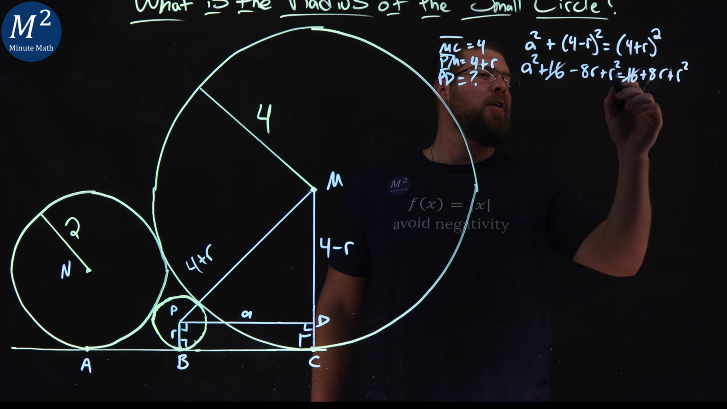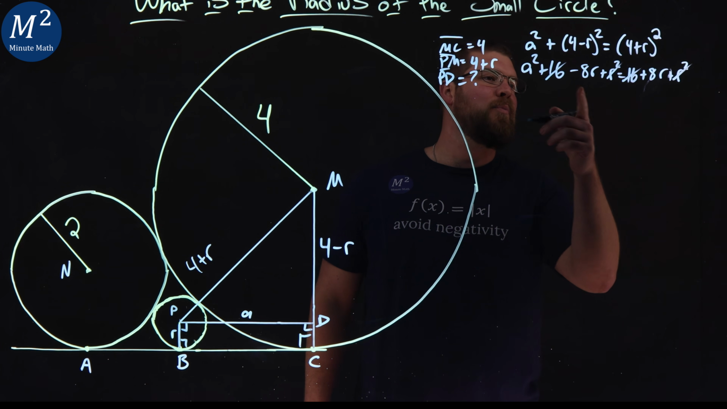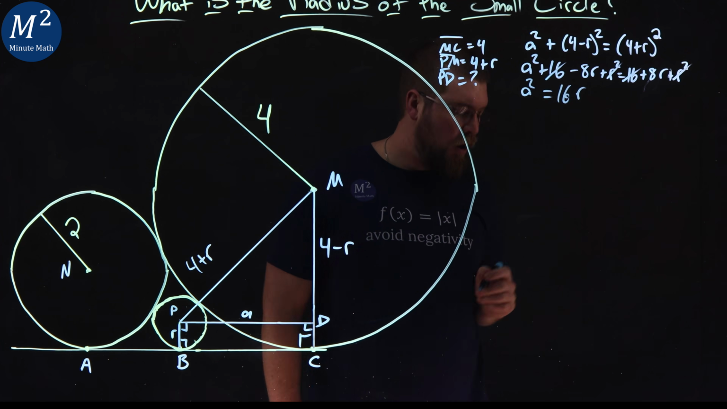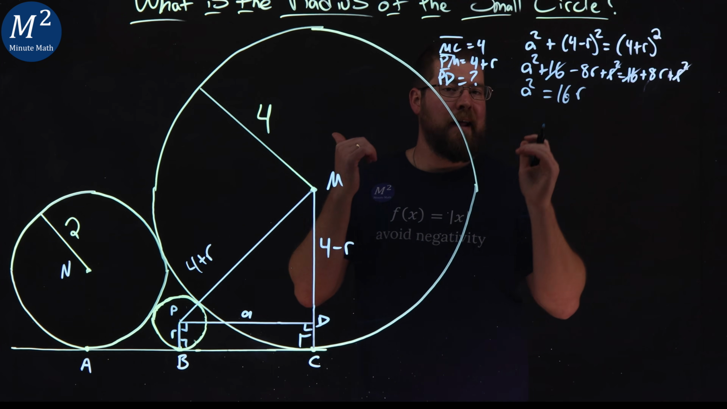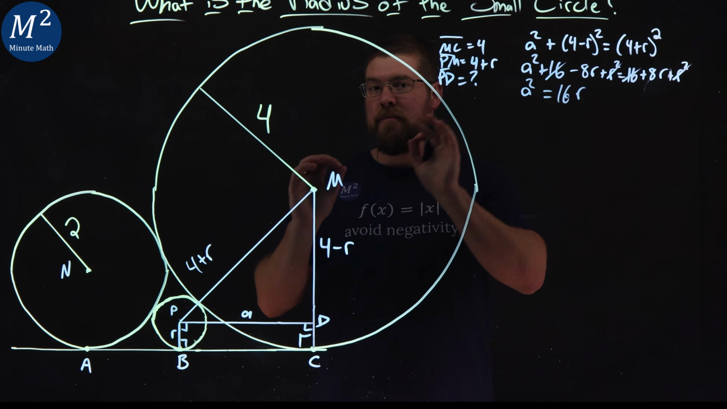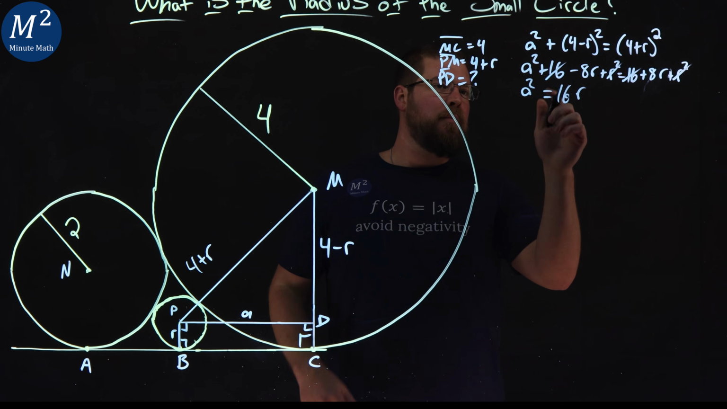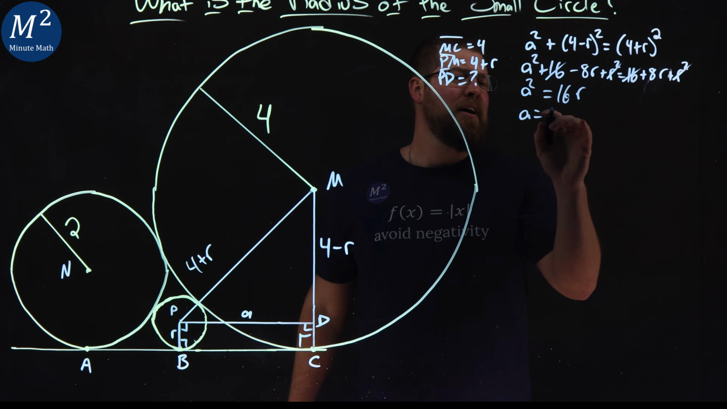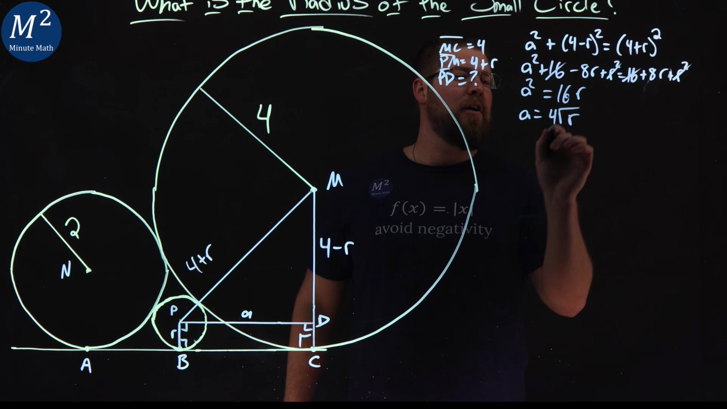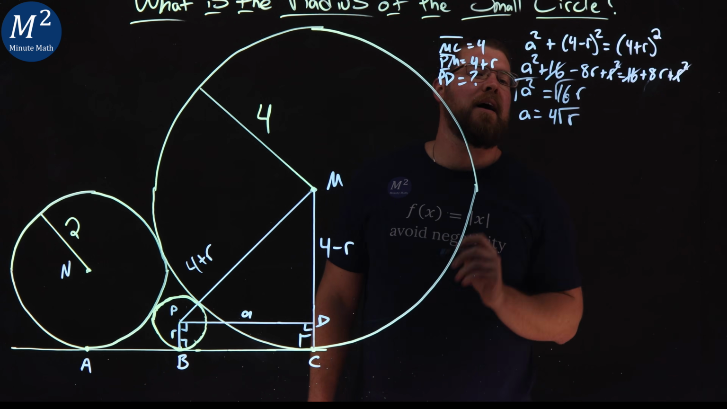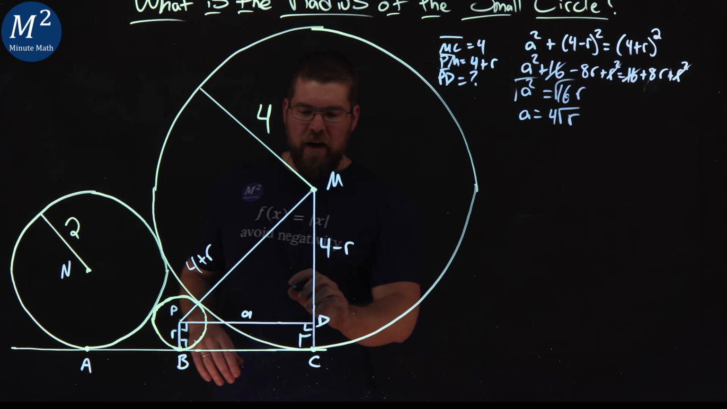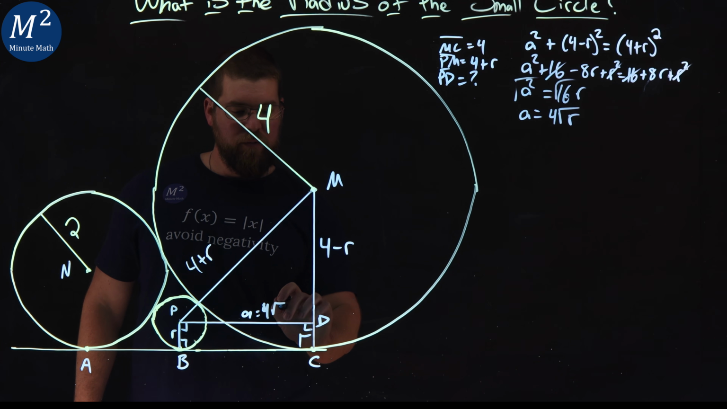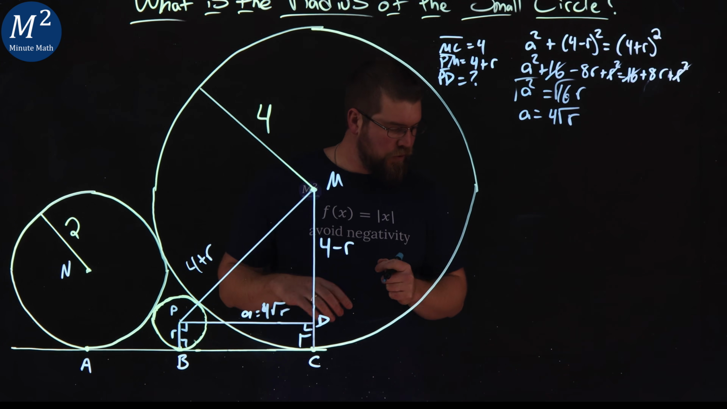The 16s cancel, the R squareds cancel, and what we're left with, bringing the 8R to the right, is A squared equal to 16R. I want to get A by itself, so let's get A in terms of R. Square root both sides. A equals the square root, and we don't worry about the negative, since we can't have a negative value here. We have 4 square root of R. So we got an A value here, which is 4 square root of R. Pretty cool.